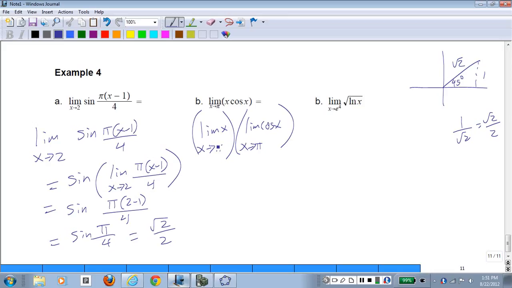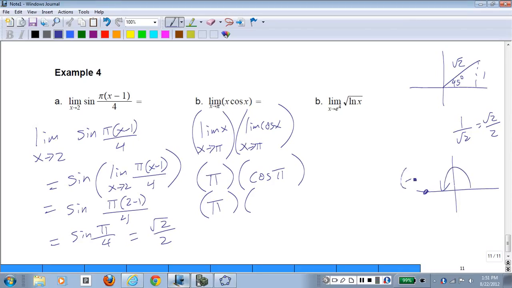Well, as x approaches pi, x approaches pi. So the value of this limit is pi. And the limit of cosine x as x approaches pi is the cosine of pi. What's the cosine of pi? It's over here, right? Yeah. So -1, 0. Cosine is -1. So negative pi is what we're looking at for this limit.